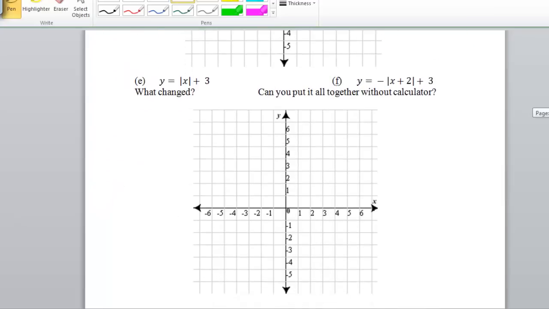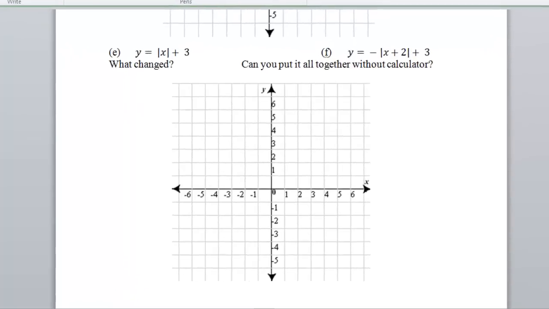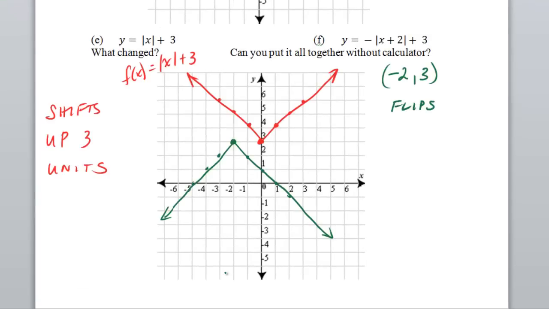Okay, so let's just do this one more time. Again, graph the following parts and see if you can assess what has changed in relation to the parent function. And then for part F, maybe if you can recognize the patterns, you could go and do it all in one swoop without using your calculator.